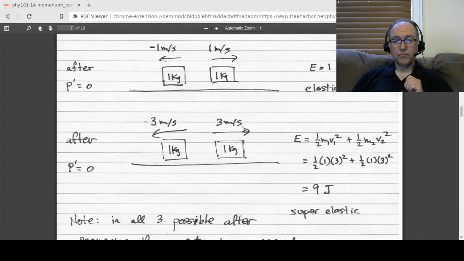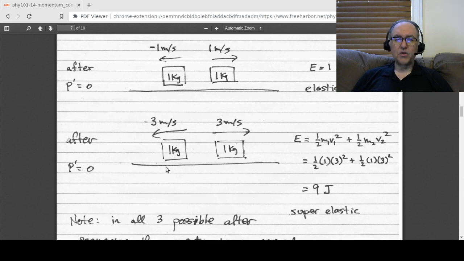The third one is I have the two bouncing off of one another, but now when they bounce off, they're traveling in the opposite direction faster, actually 3 times faster than they came together. They were coming together at 1 meter per second, but now they're bouncing apart at 3 meters per second. Is the total momentum here still 0?